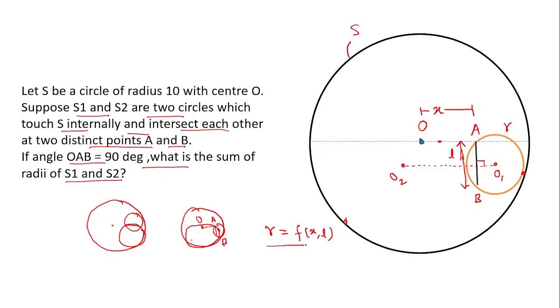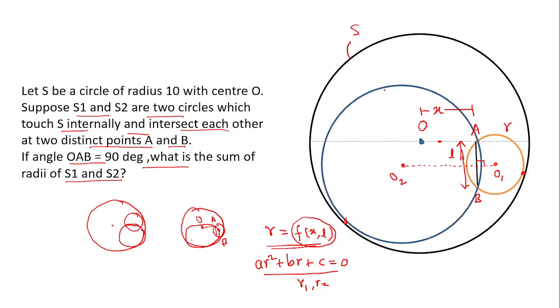What do you think the nature of this equation will be? I've already told you we are getting two radius values, this and this. So the nature of this will be a quadratic equation. It will come something like this, so that it has two roots: A r square plus B r plus C equal to 0, where A, B and C will be in terms of x and L. Its roots will be r1 and r2. r1 will be the radius of the smaller one and r2 the radius of the bigger one.